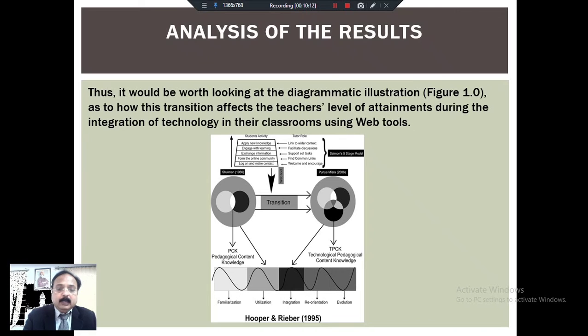As I said earlier, Hooper and Reber says that the majority of the people go until the integration stage in this particular 5-stage process of online virtual learning teaching. However, in this particular study, we have noticed that the majority of the teachers who are taking the LMS, that is virtual learning environment activities, are able to only go till the utilization phase and not until the integration phase, as mentioned by Hooper and Reber.